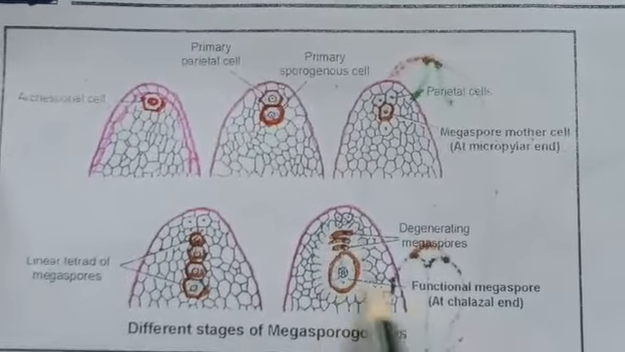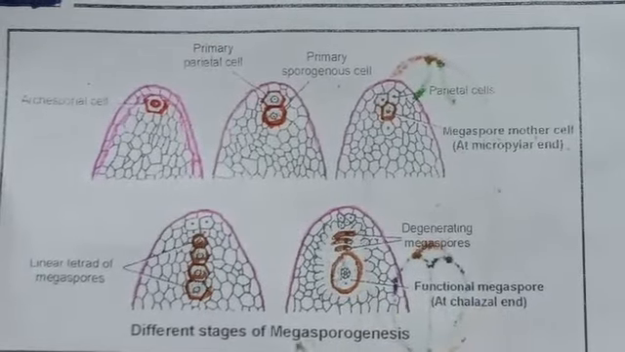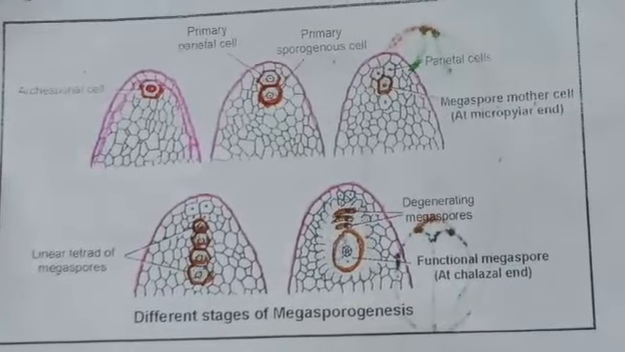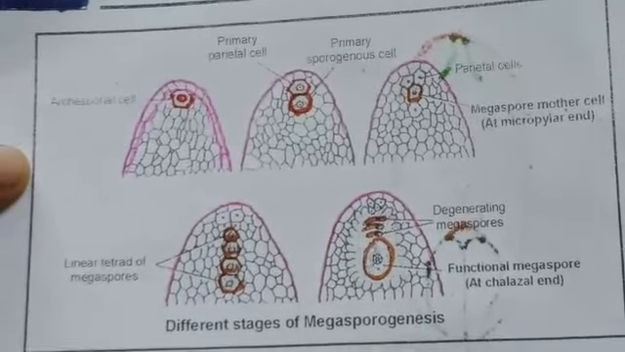Okay. So the functional megaspore only produces the female gametophyte. This only produces what? Female gametophyte in most of the angiosperms. Example, Capsella. And the chalazal megaspore remains always functional.